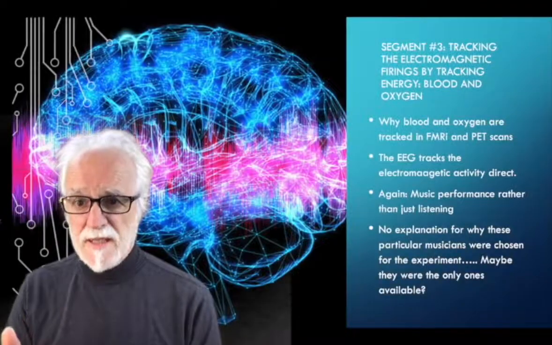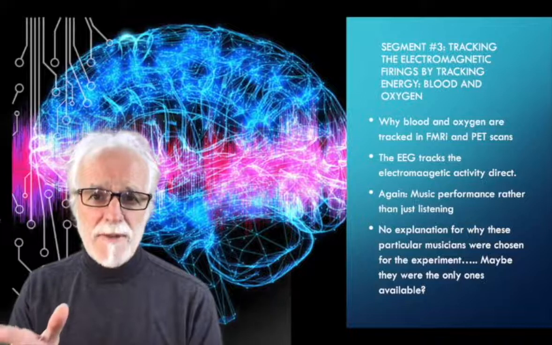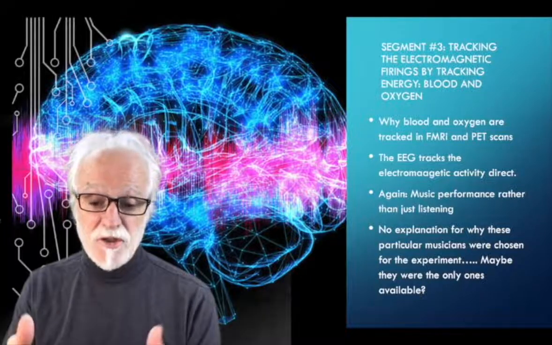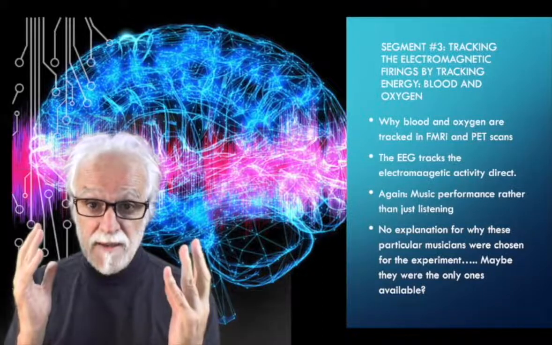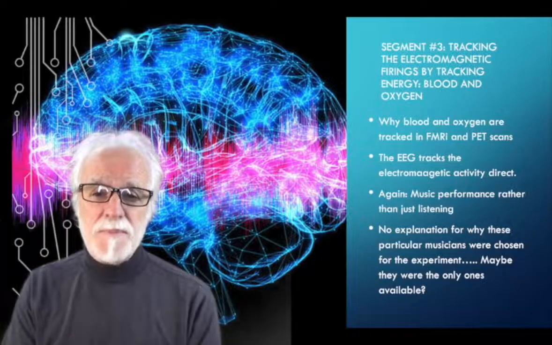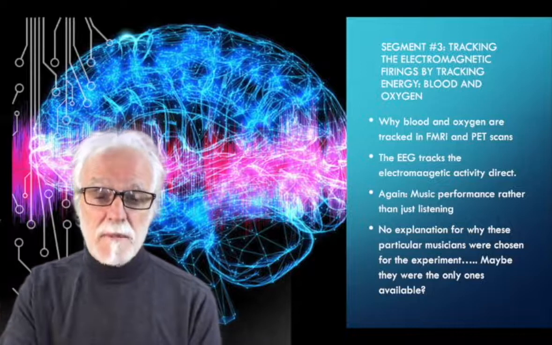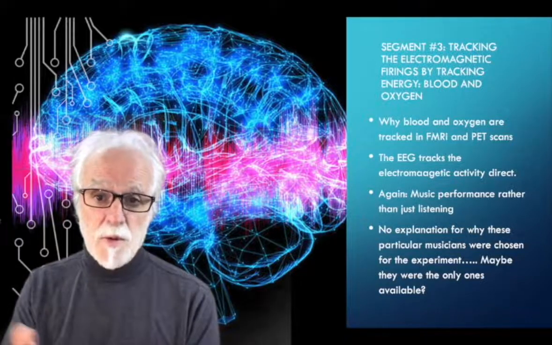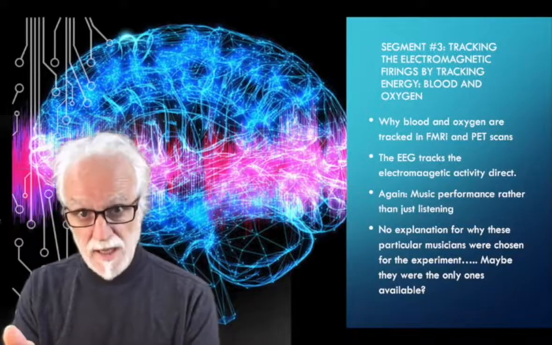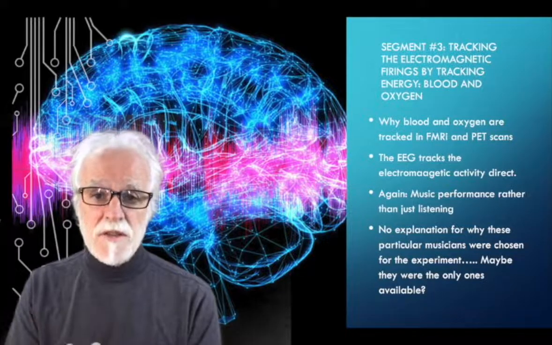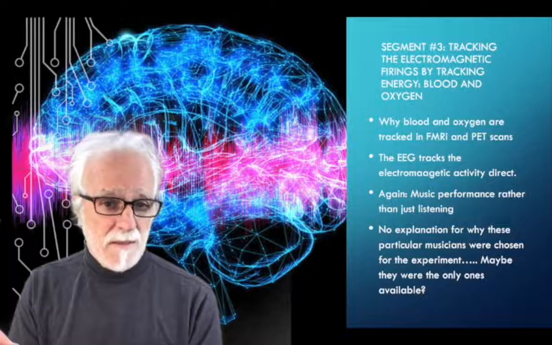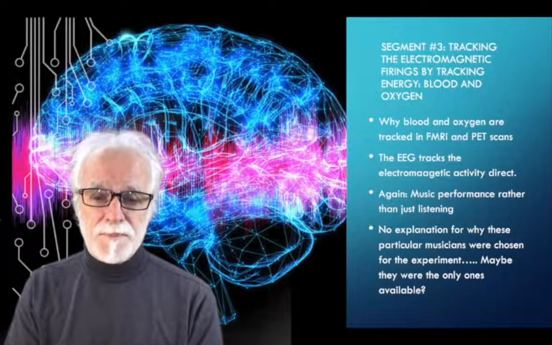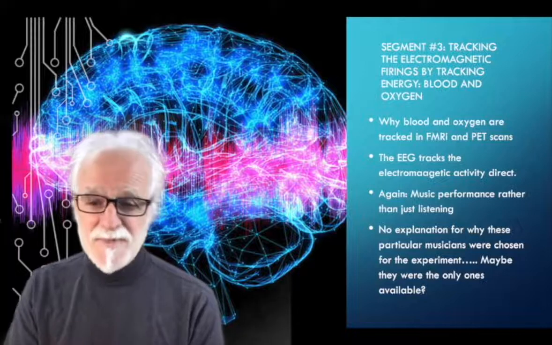Okay, so this segment gives you a graphic illustration of how the PET and fMRIs actually track what's going on in the brain. They do it by tracking the firings, by actually tracking the energy required to make the firings, which is, of course, oxygen, blood, right? Blood is carrying the oxygen to the brain. It's the whole purpose of our blood system, the cardiovascular system, to take oxygen to the rest of the body.